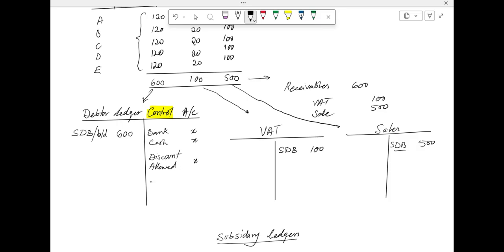I will also record contra with PLCA, purchase ledger control account, and that is X. I will explain contra in a short while when I open a purchase ledger control account, and I will also record bad debt. They are also called irrecoverable debt, on the credit side of the debtor ledger control account, because bad debts reduce my receivables balance. On the debit side, I will have brought down balance, and I will also record dishonored check.